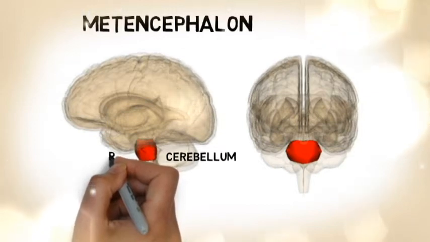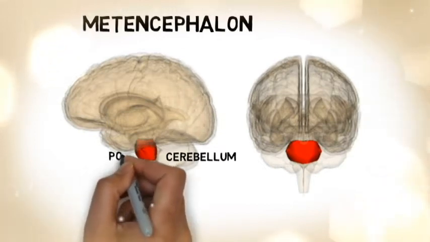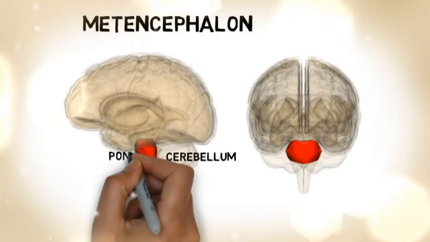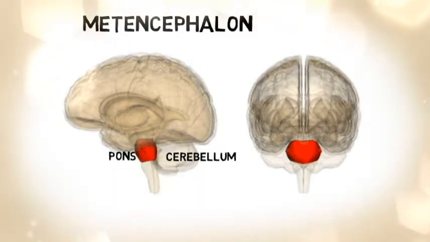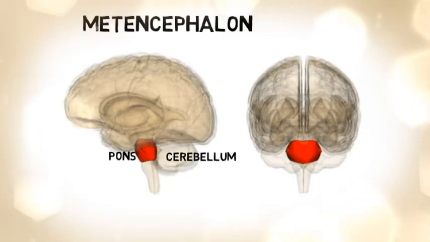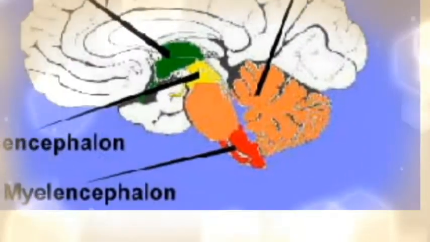Now, I don't want to oversimplify things because these areas of the brain do many, many different things, but I hope you get a sense of the way that our brain works through this simplified explanation.